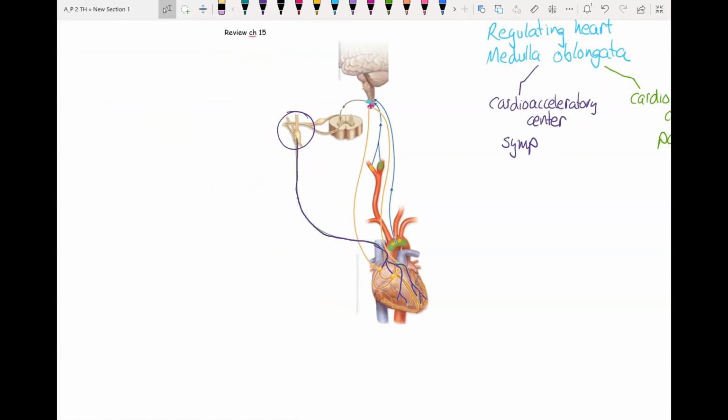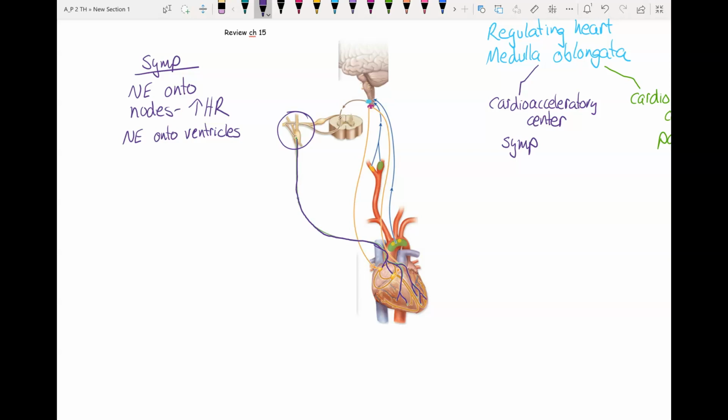So for sympathetic, you're going to secrete norepinephrine onto the nodes. And this will increase your heart rate. When you put norepinephrine on the nodes, they're going to signal faster and your heart is going to beat faster. It's also putting norepinephrine onto your ventricles. And notice it's not there where the Purkinje fibers are. It's out on the muscle. This makes the muscle contract harder.